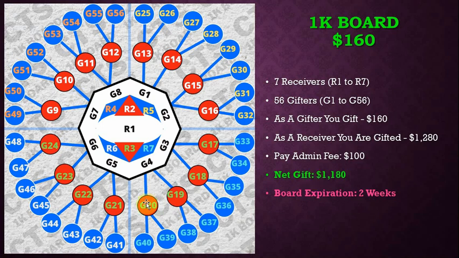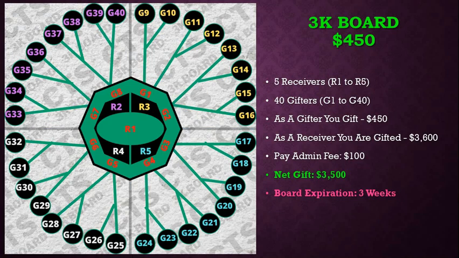You have freedom to do as you choose. Alright, so you have $1,180 in hand from the 1K board. Let's go to the 3K board. This board is a bit smaller, where you have 5 receivers, 5 core members who receive, and you have 40 gifters.